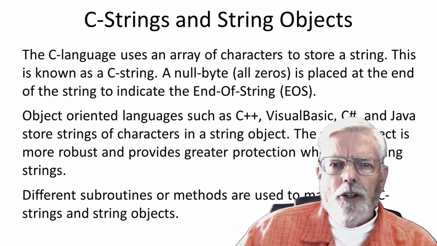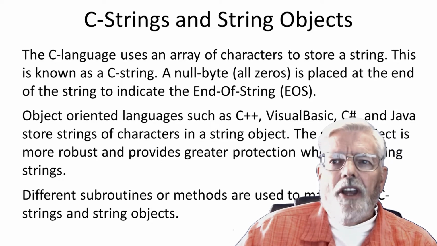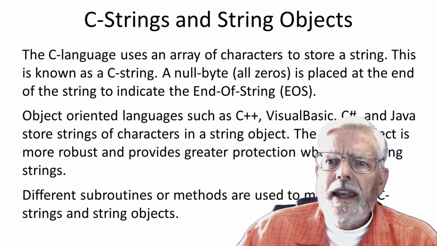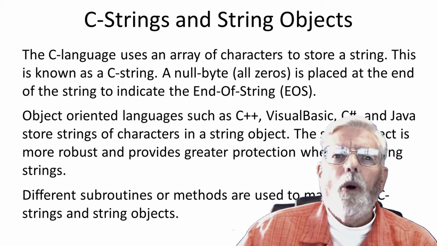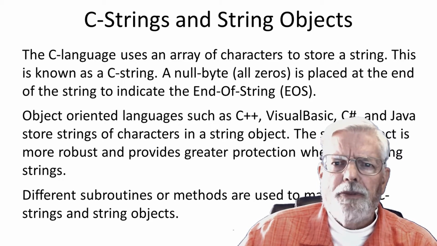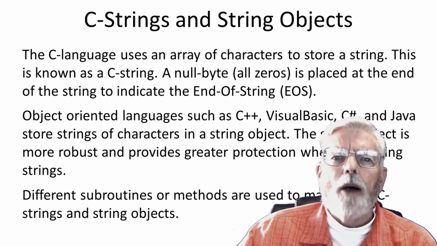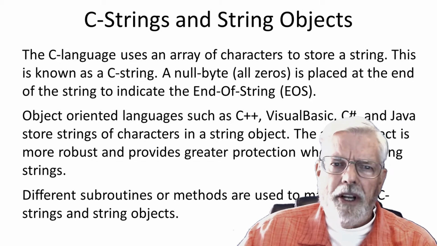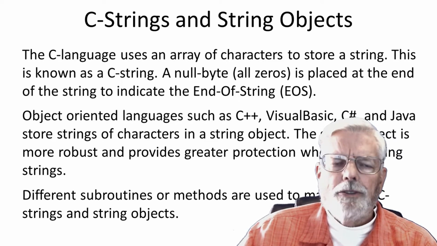The C language uses an array of characters to store a string. This is known as a C string. A null byte, all zeros, is placed at the end of the string to indicate the end of string, EOS. Object-oriented languages such as C++, Visual Basic, C#, and Java store strings of characters in a string object. The string object is more robust and provides greater protection when processing strings. Different subroutines or methods are used to manipulate C strings and string objects.